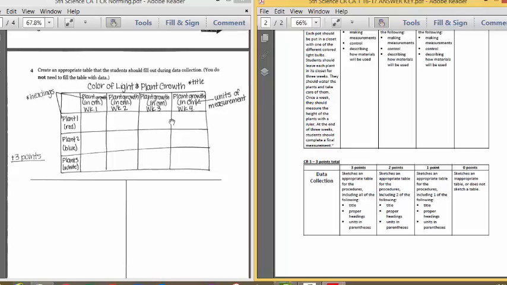If they omit one of them, such as the units, they do not include, but they do have titles and headings, they would receive 2 points. And if they omit 2 things, let's say the units of measurement and the headings, but they do include a title, they receive 1 point. Or if the sketch is inappropriate or they don't sketch anything at all, they would receive 0 points for that.